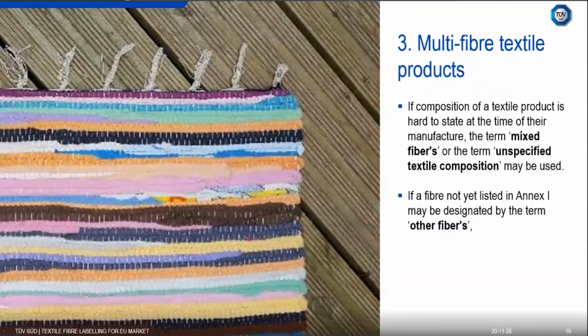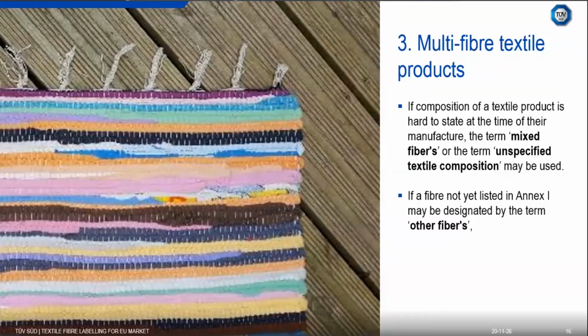Now, there are certain kinds of products, like the one example we have shown in this slide. It is called chindi rag, and this kind of rag is made up of textile scraps. These scraps are collected from different factories, and such rugs are made from those fabrics. Therefore, the fiber composition of such a product is not very consistent and varies from product to product. So it is very hard to determine the fiber composition of such a product.